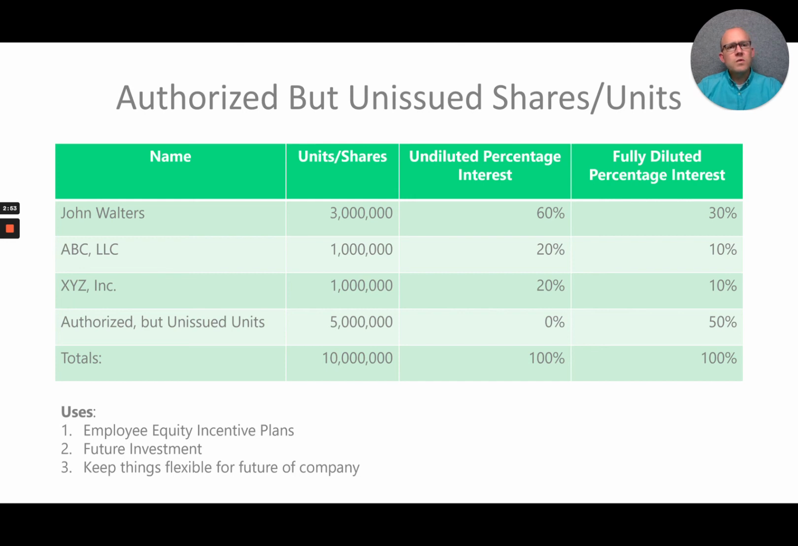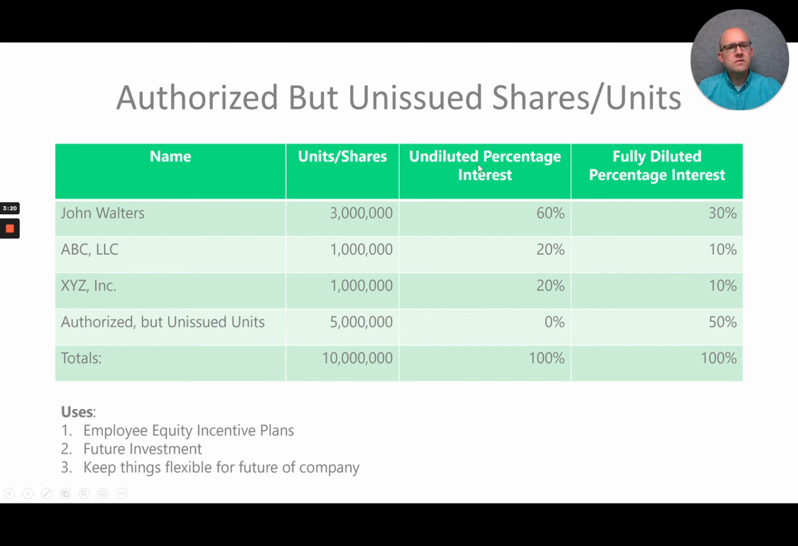When we're talking through how many authorized but unissued shares or units should be put on a cap table, it kind of depends. If you're just worried about having some to give to employees and key employees and other people like that down the road, a lot of times you see the number being somewhere between 10 to 20% of the total number of shares. So on this cap table, you'll see some terminology here.